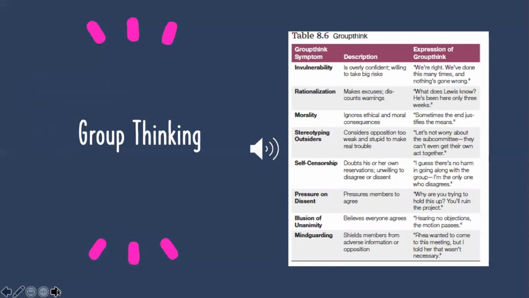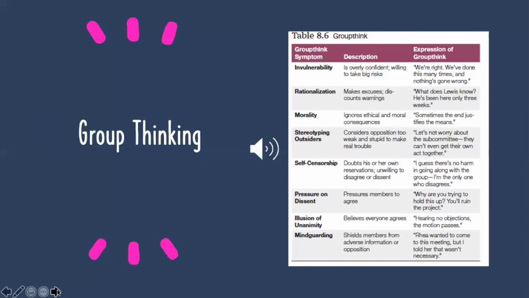As you can see here on this chart, it has an overview of groupthink, specifically groupthink symptoms and descriptions, and the expressions that occur within groupthink, or group thinking. So as you can see, if you just go through this list, you can help to identify some of the possibilities of the symptoms.